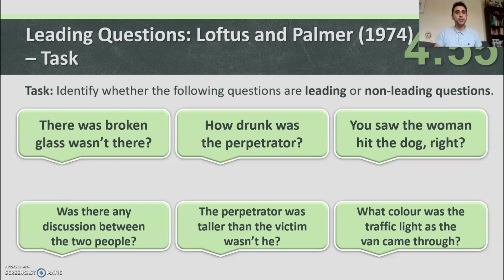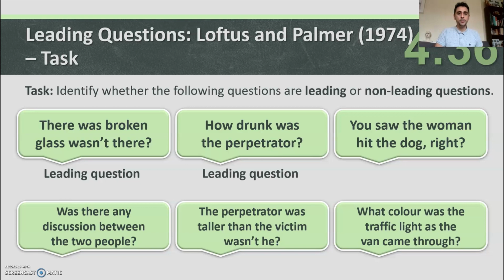Can you identify whether the following questions are leading or non-leading questions? It's a little bit subjective, but I think you can try and work it out. There was broken glass, wasn't there? Leading or non-leading? That's a leading question. How drunk was the perpetrator? That's a leading question because it's saying they are drunk.